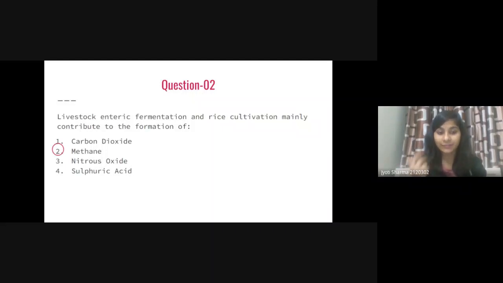Okay, so here we have three terminologies. The first is livestock enteric fermentation. So what do you mean by enteric? What do you mean by fermentation? And third, what do you mean by rice cultivation, and how can rice cultivation give you methane production? So let's talk about it.